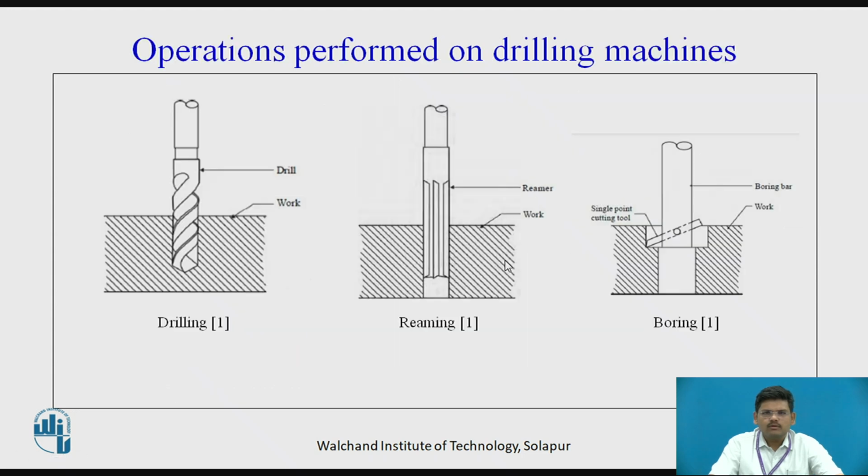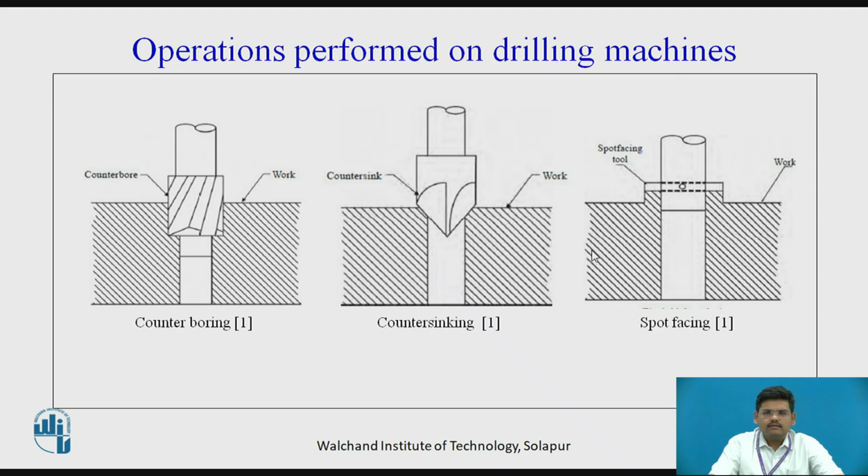Then, operations performed on a drilling machine. The first is the drilling operation, where we drill a hole into the job. The drilled hole may not be of the desired size, so a finishing operation is done with the help of reaming. Then we have boring, enlargement of the previously drilled hole. Then we have counterboring, where we enlarge the previously drilled hole up to a certain limit. Then we have countersinking, for fitting of countersunk screws or bolts. Then we have spot facing.